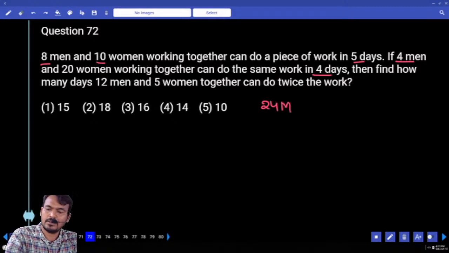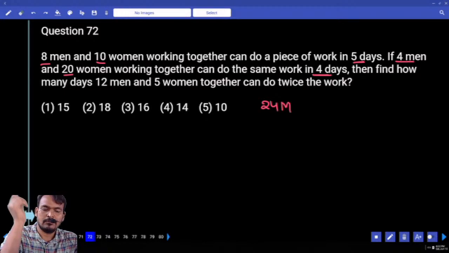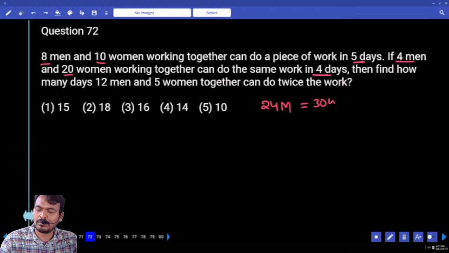Next, 10 women 5 days: 10 times 5 is 50. 20 women 4 days: 20 times 4 is 80. 50 and 80, the difference is 30. Then 24 men equal to 30 women. Then M by W equal to which one?